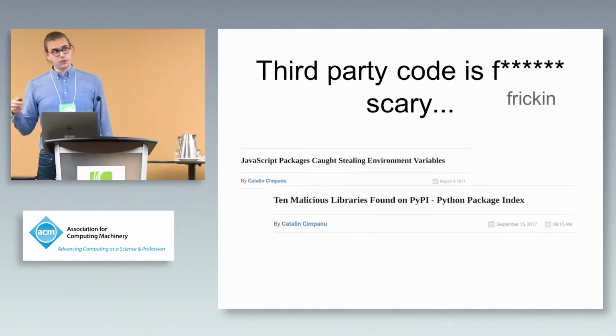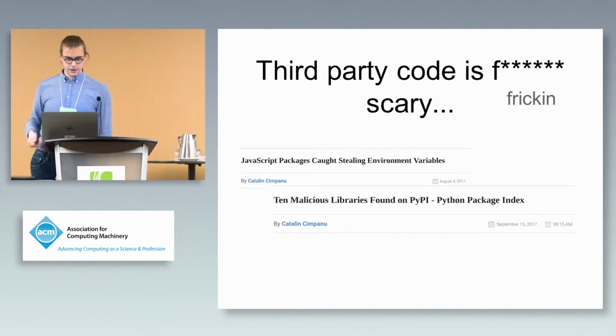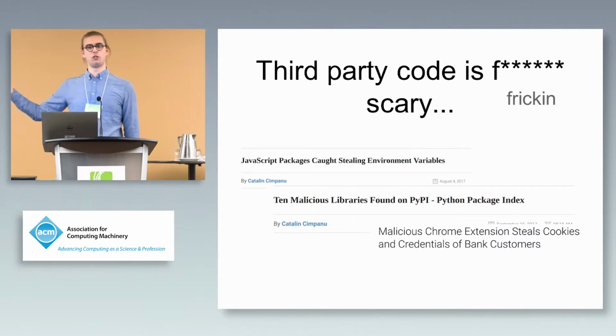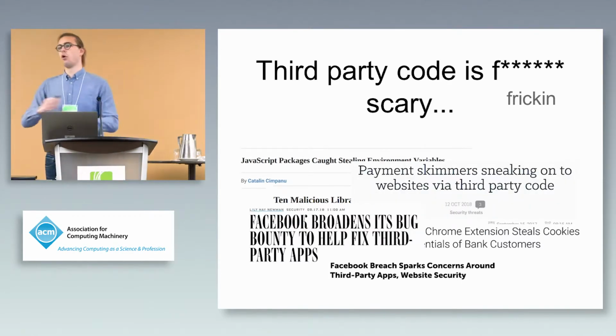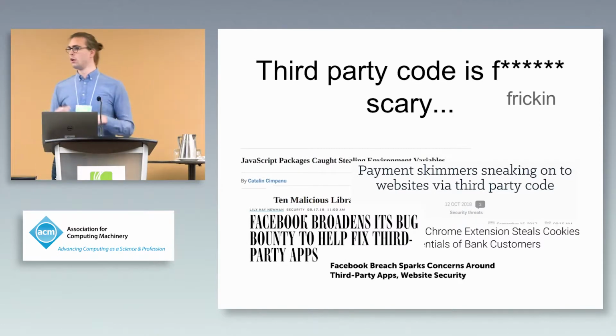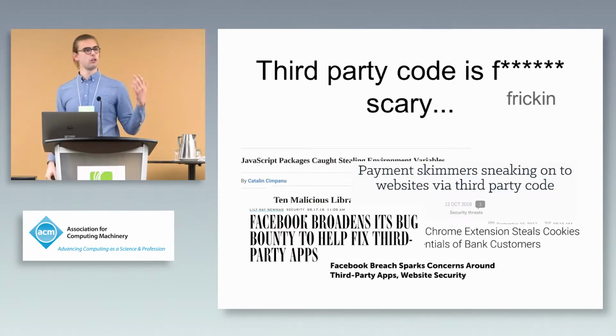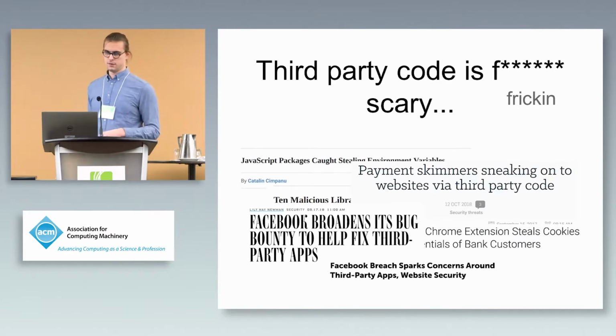So we've got JavaScript libraries stealing your environment variables, Python libraries calling back to the great land in the east, Chrome extensions being malicious, and this stuff is all over the web. Everywhere we've got problems with third-party code that we can't trust. So this has motivated a research question: how do we integrate untrusted third-party code in applications or environments where we're dealing with users' sensitive data?